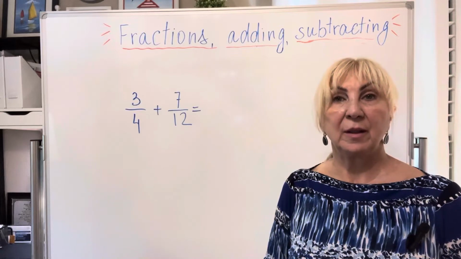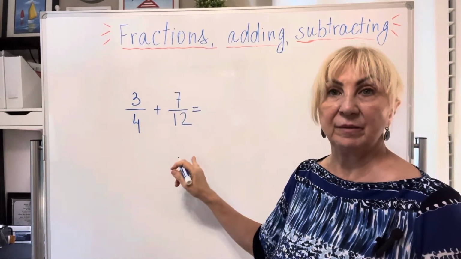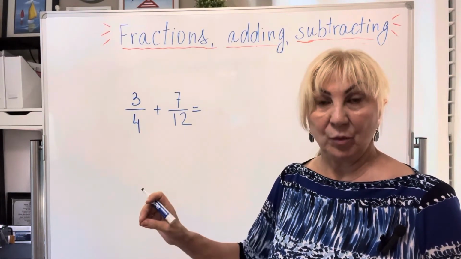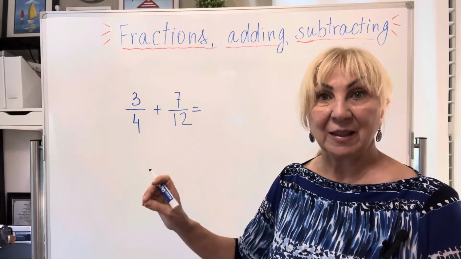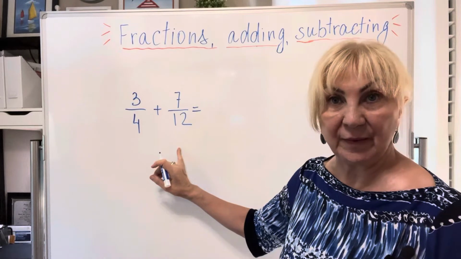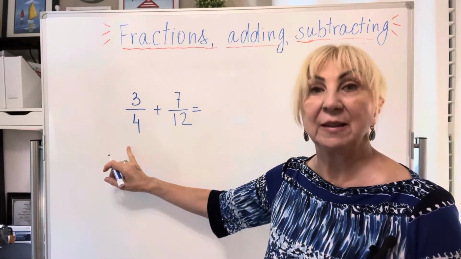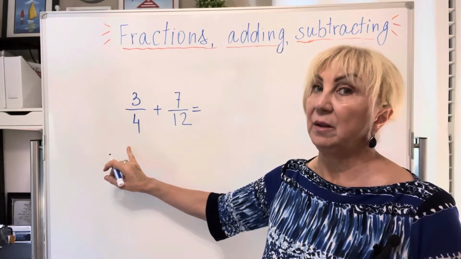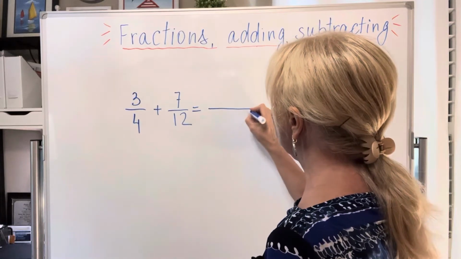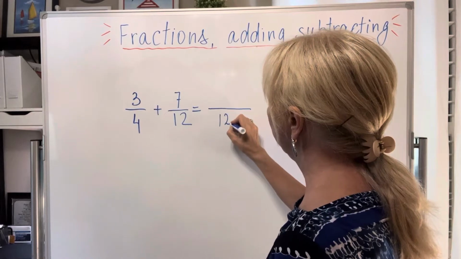Here's one more example: 3/4 plus 7/12. For the least common denominator, what are we doing? Looking at the larger denominator, in this case 12. 12 is divisible by 4, so 12 is our least common denominator. Since it's the common denominator, I'm putting it here, and it's 12.